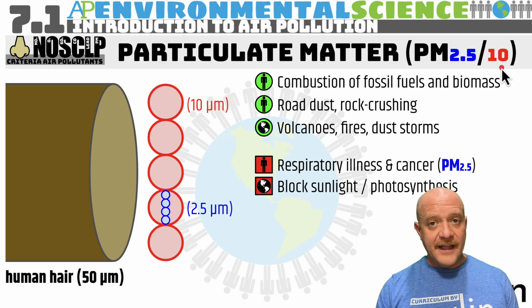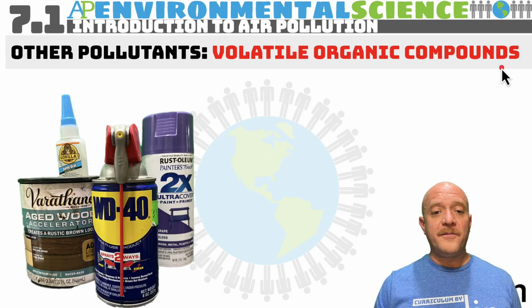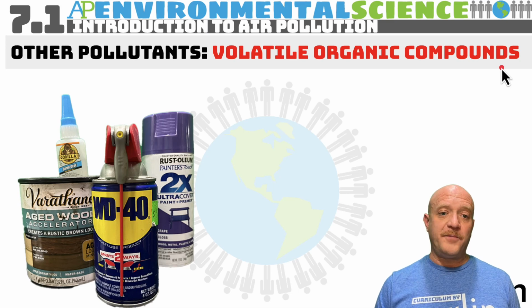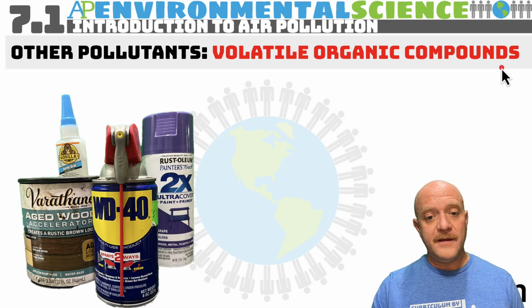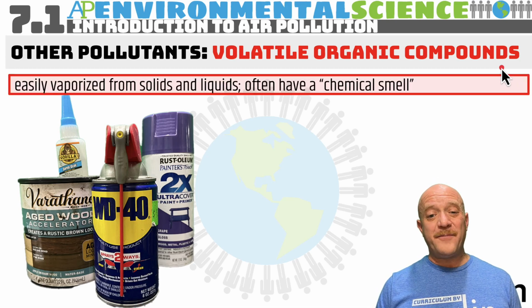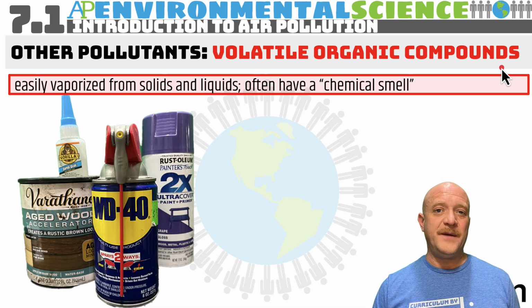If you're not getting sunlight, you're not going to get photosynthesis. Now, other pollutants that are not criteria air pollutants. One of them is a volatile organic compound. And these are easily vaporized from solids or liquids, and they often have a chemical smell.